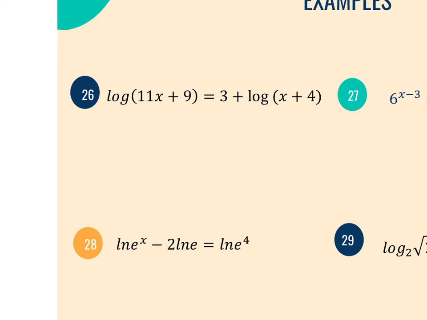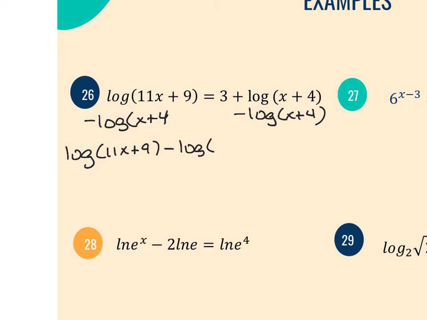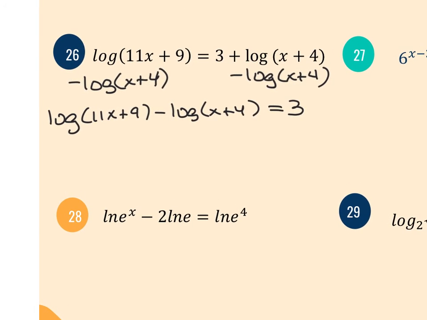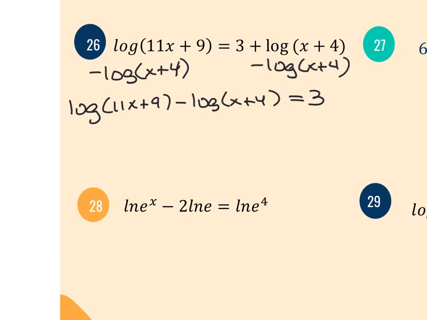All right, so what I'm going to do is notice that only 2 of my terms here have a log in front. So what I'm going to do is get all the logs to one side, and then I'm going to condense, and then I can turn it into exponential. So let me move this log to the other side. So now I have log of 11x plus 9 minus log of x plus 4 equals 3. I'm now going to use my quotient property to condense this, so I only get one log word. And I get 11x plus 9 over x plus 4.